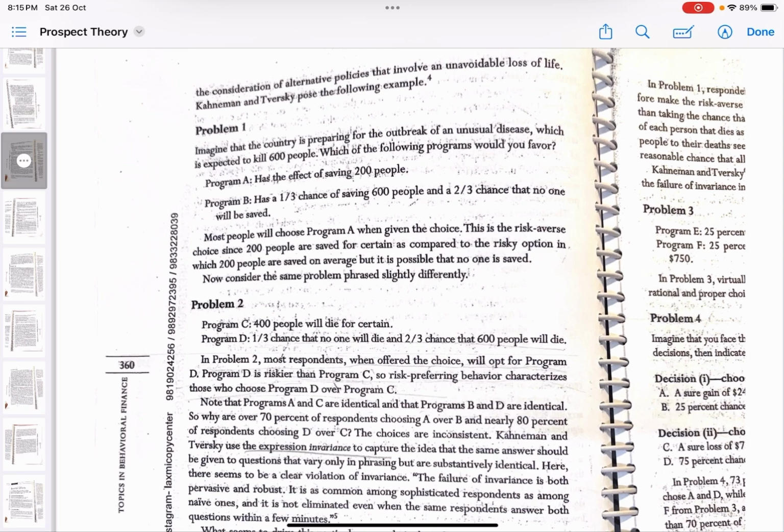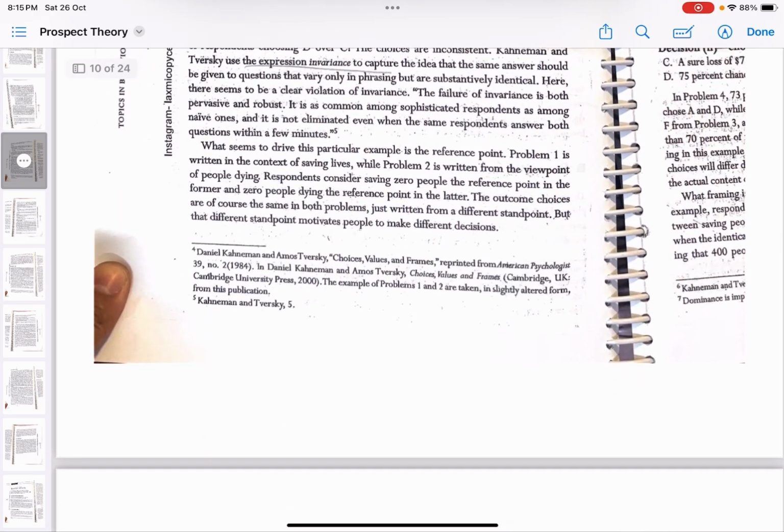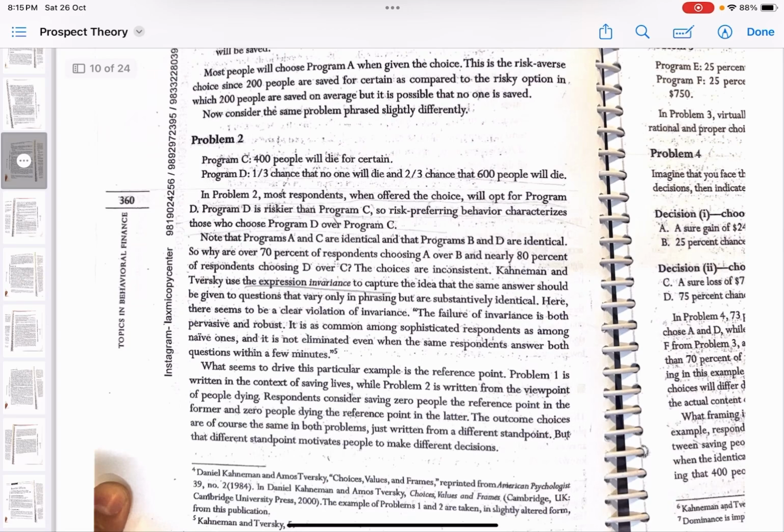Now, the framing concept basically tells us that even if the problems are phrased in a different manner, your solution should be just the same, and you should not be changing decisions just because it is being framed in a more negative manner, or just because it is using a different choice of words. In problem 2, most respondents, when offered the choice, will opt for program D because program D is riskier than program C. So, risk preferring behavior will take program D over program C.